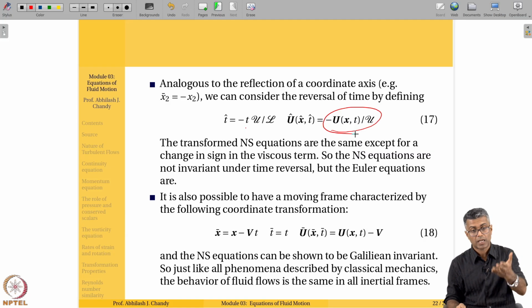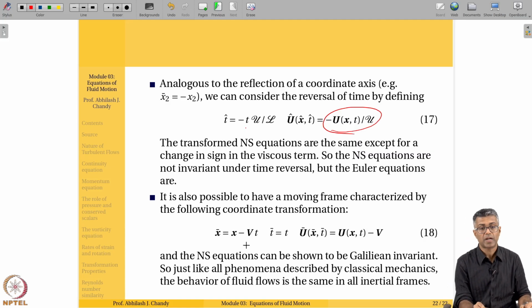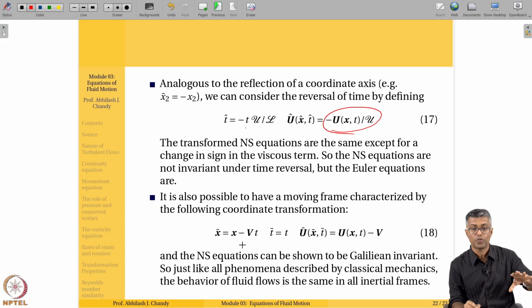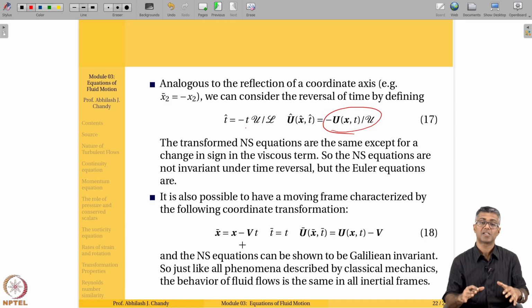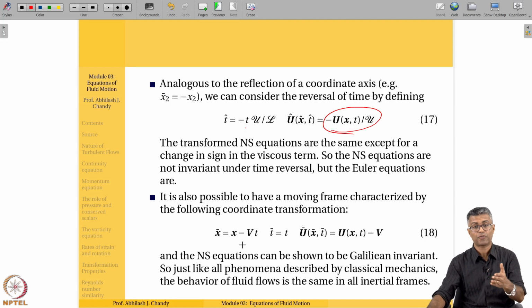Now the last point, let's say you have a moving frame. Then your x bar is x minus vt. Here the frame is moving at a certain velocity. Here also the Navier-Stokes equations remain the same. So in that sense, they are Galilean invariant. So those are the four things: translation, rotation and reflection, time reversal, and then moving frame. Except for time reversal, the Navier-Stokes equations are invariant to the rest.